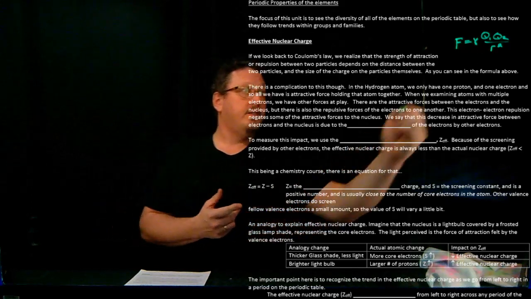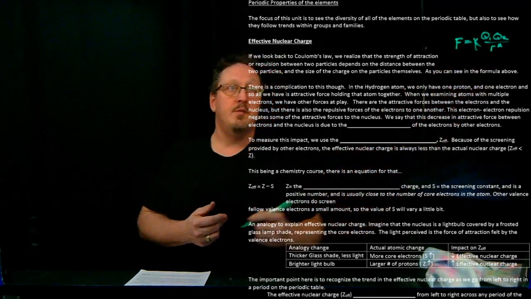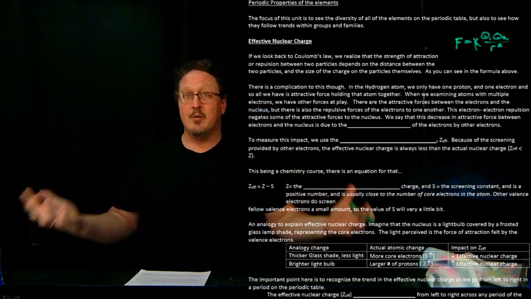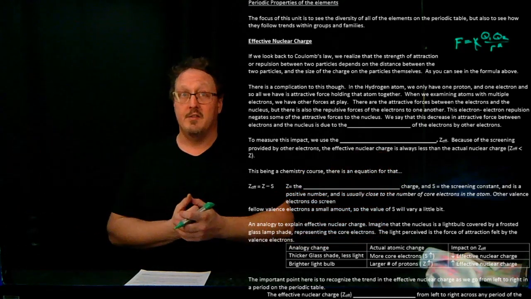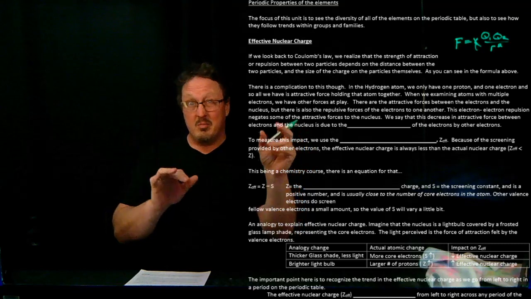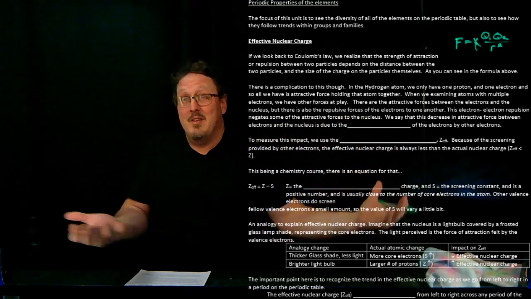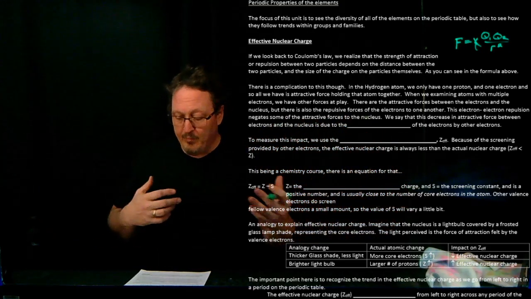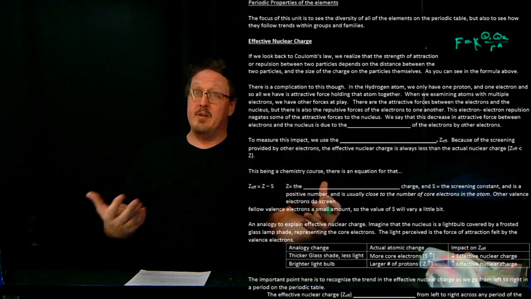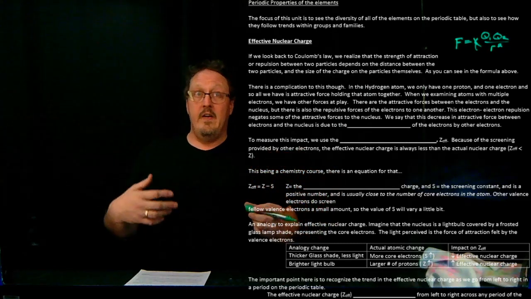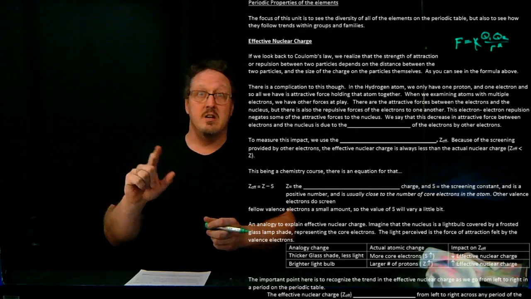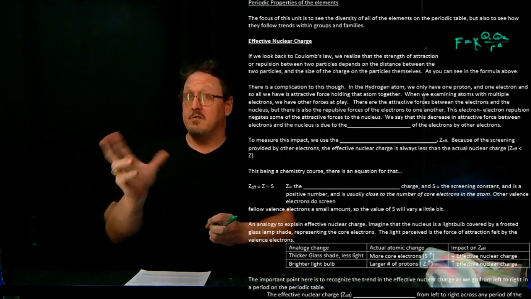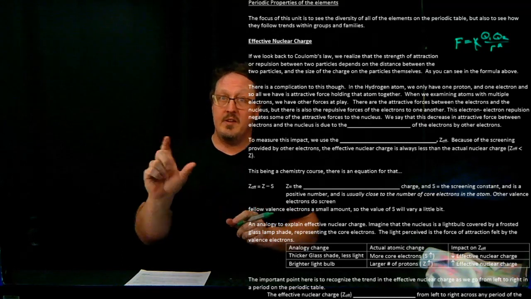Now, this K is a constant that we use to make sure that the math works, and that's how constants work in science. Somebody said, hey, we're going to throw together this thing, and we're going to put a little number in front of it to make sure that it works all the time. That's really all that is. Now, there is a bit of a complication to this. In the hydrogen atom, we only have one proton and one electron, and so all we have is the attractive forces that are holding those two pieces together.